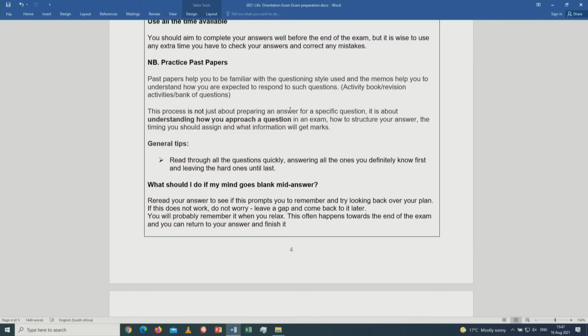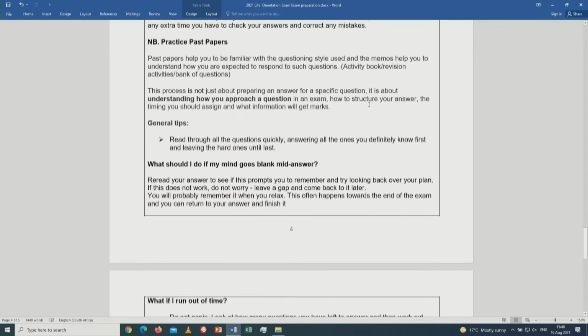If you do not have a memo for the question papers or the questions that you were given as part of informal activities in your classroom, but you did not get the memo for that, go back to your teacher and ask for the memo. The teachers do have the memos, because that memo will be guiding you on how you are expected to respond in such type of questions. So they are just there to help you familiarize yourself with the questioning style.